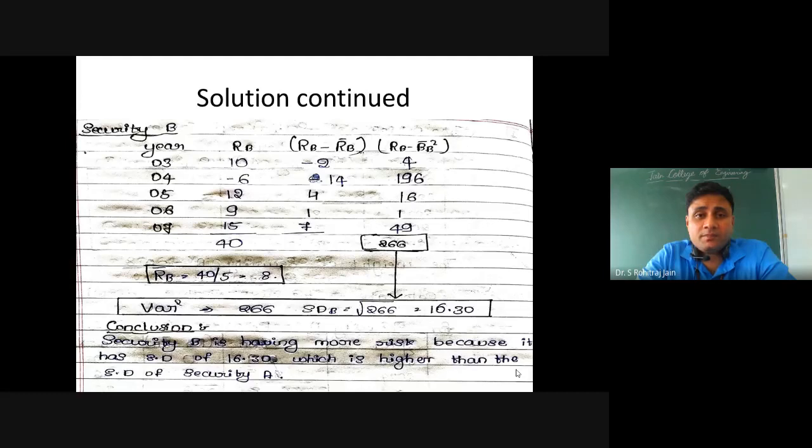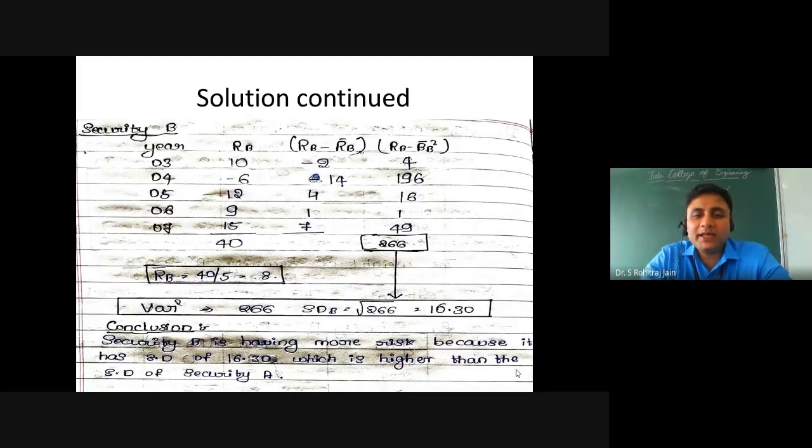That is RB minus RB bar. 10 minus 8 is how much? It has to be plus 2. Then -6 minus 8 is -14. Then 12 minus 8 is 4. But in the fourth column, see, 2 square is how much? 4. 14 square is 196. 4 square is 16. 1 square is 1. 7 square is 49. So summation of RB minus RB bar square is how much? 266. So how do I calculate the standard deviation? Square root of 266, which I got the value to be equal to 16.3.